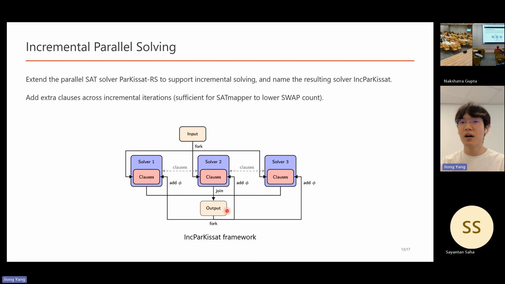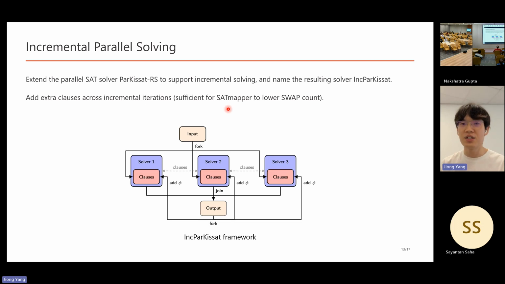Then we output the result in the main thread and continue the incremental solving by forking multiple solver threads again. Every solver adds the additional clauses to their clause database and continues to solve the input formula from the previous state. For Inc ParKissat, the underlying SAT solver ParKissat does not support solving with assumptions, but in our application, assumptions are not required. Adding a unit clause across incremental iterations is sufficient for SAT Mapper to lower the swap count, because of the incremental strengthening provided by the totalizer encoding.